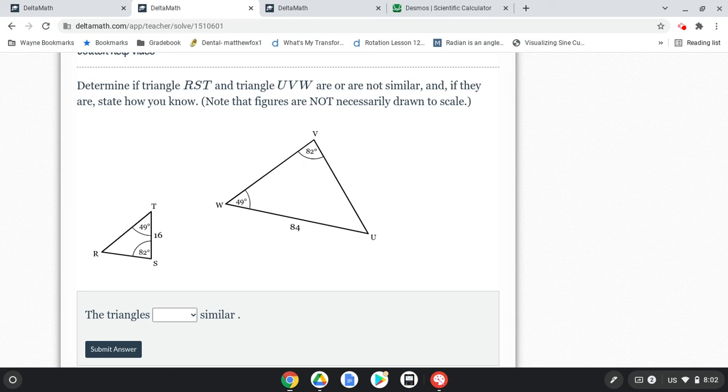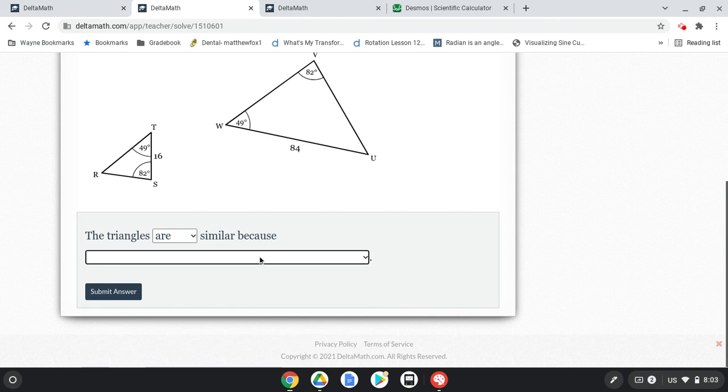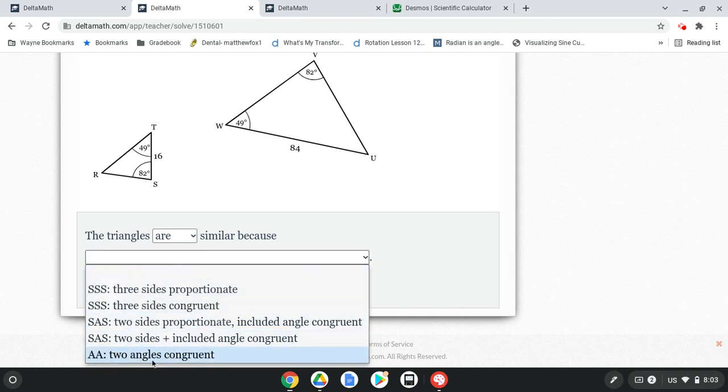And some of you might be saying, well, why does that prove that they're similar? There's still a third angle. Remember, if the triangles are similar, the angles are congruent. And we have 2 that match up. We know that every triangle adds up to 180. So 49 plus 82, if we add that up, we get 131. So no matter what, the third angle also has to be 49, because they all add up to 180. So yes, they are similar, and it's because 2 angles are congruent.